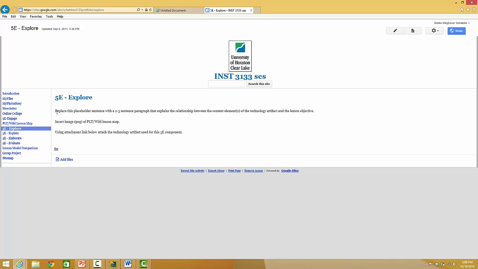Make sure that you guys are definitely reading what it says here. Make sure that you're putting your lesson plan map on every one of your pages. Make sure that whenever it says technology artifact for this component, that would be the Word document, okay?